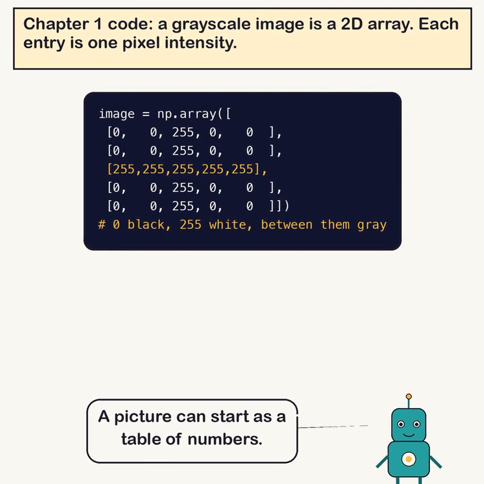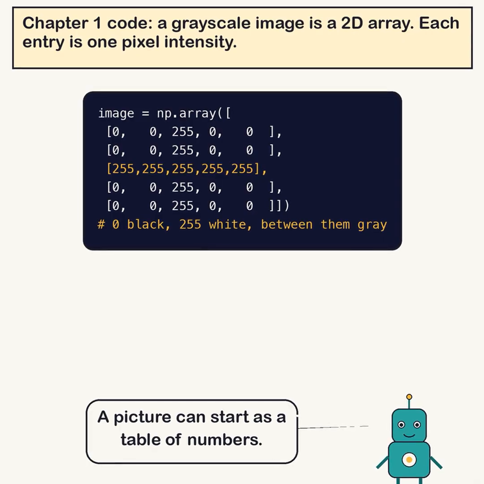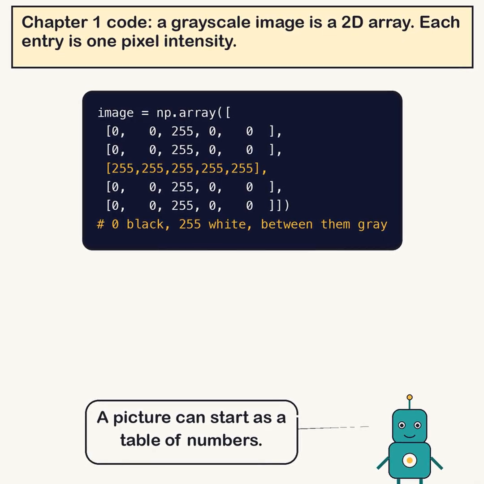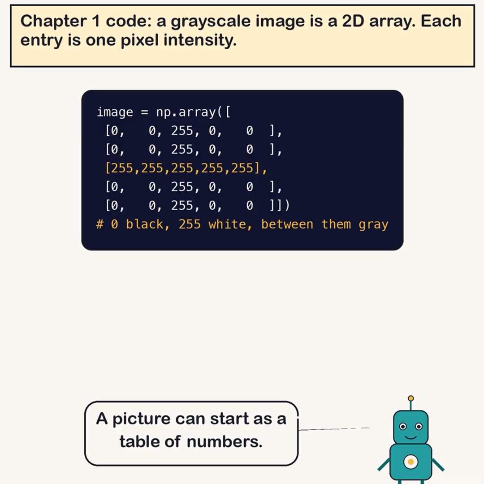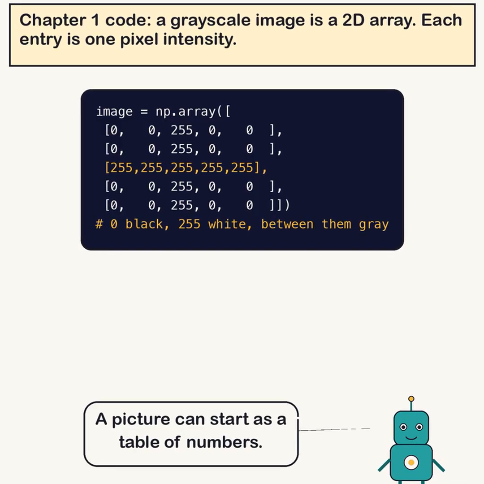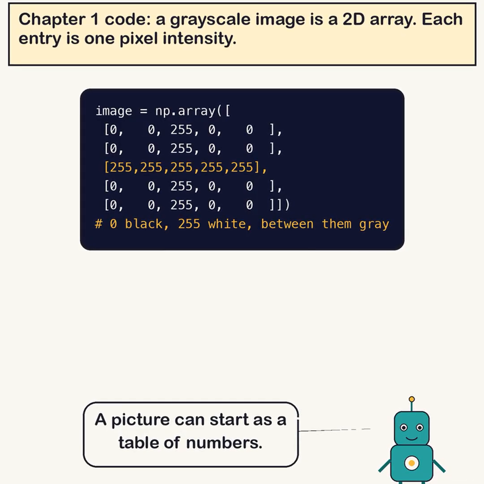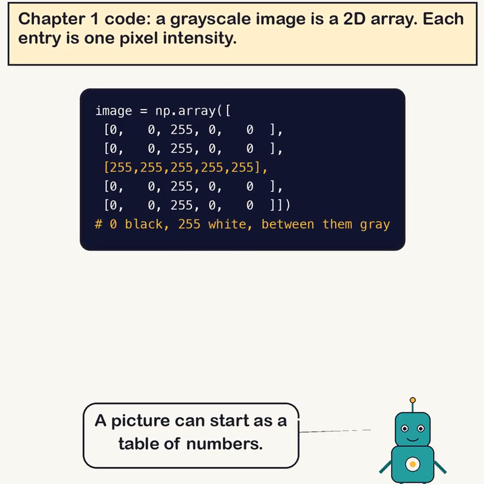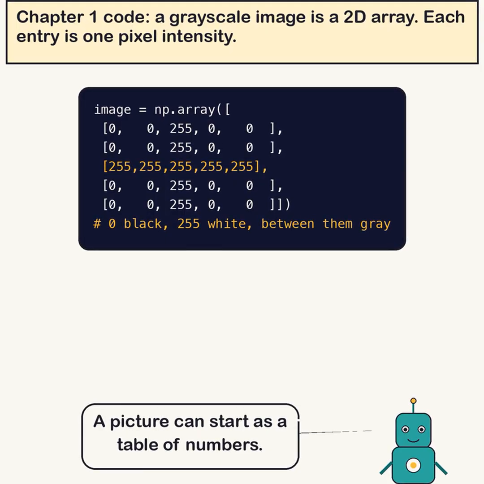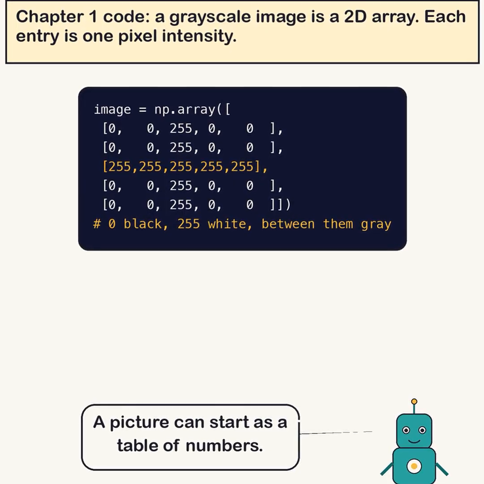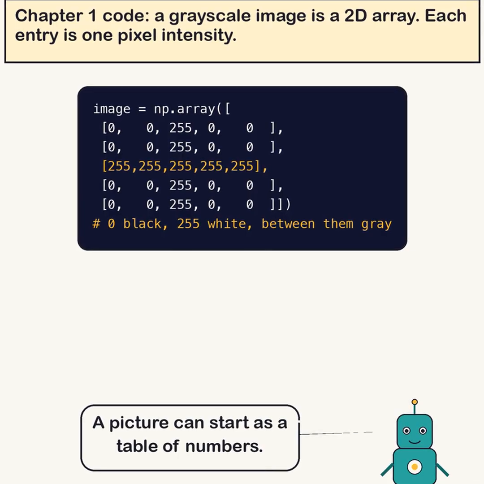Film stored chemistry. Digital sensors store sampled light. The grid shape is not arbitrary. Rows and columns mirror the sensor layout. That is why every later convolution, patch token, mask, and depth map still inherits the image grid. Real-world analogy. A grayscale image is a tiled floor where each tile has one brightness label, from black stone to white stone. A picture can start as a table of numbers.